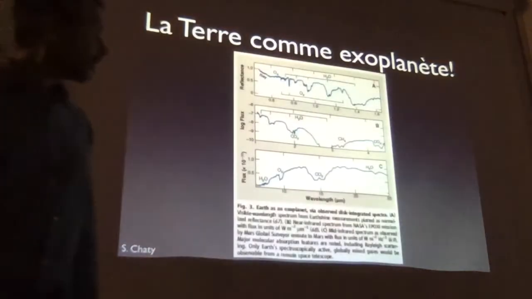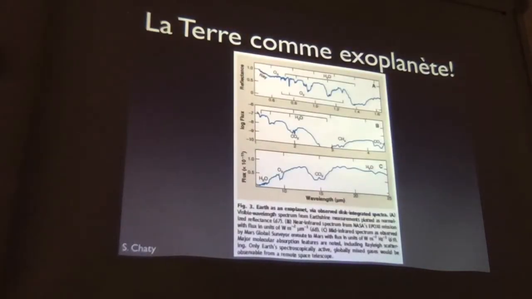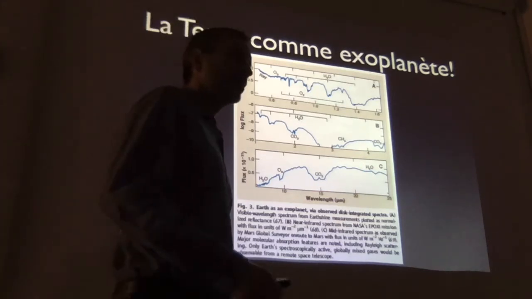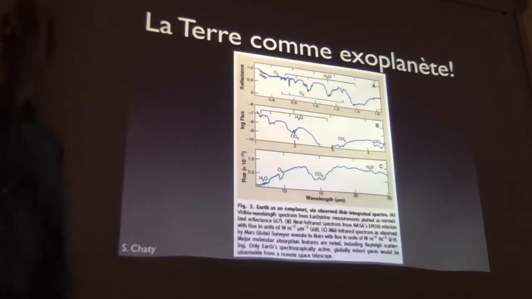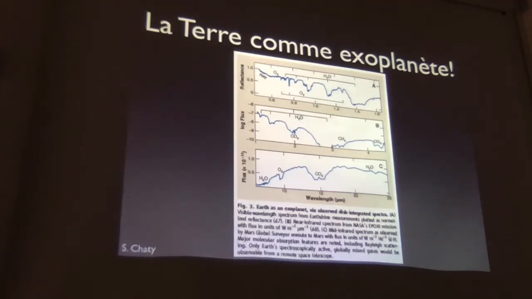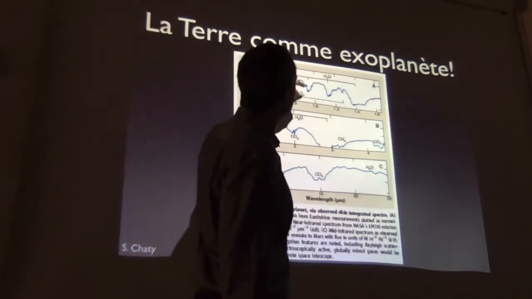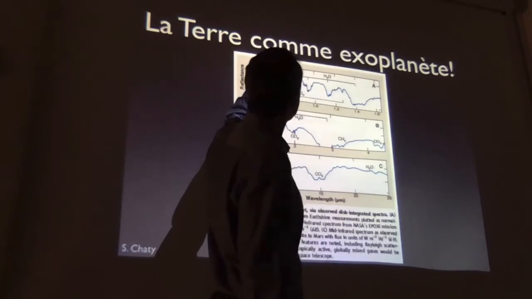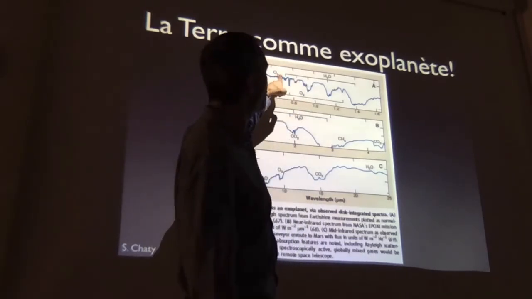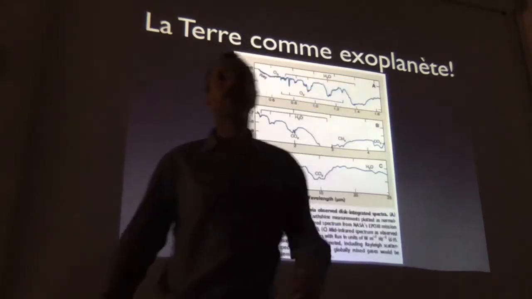And this is something that I love very much. This is how we could see the Earth if we were very far away, like 10 light years, and you take a spectrum of the Earth. This is what you see, and what you detect here is some lines of ozone, oxygen, and water.